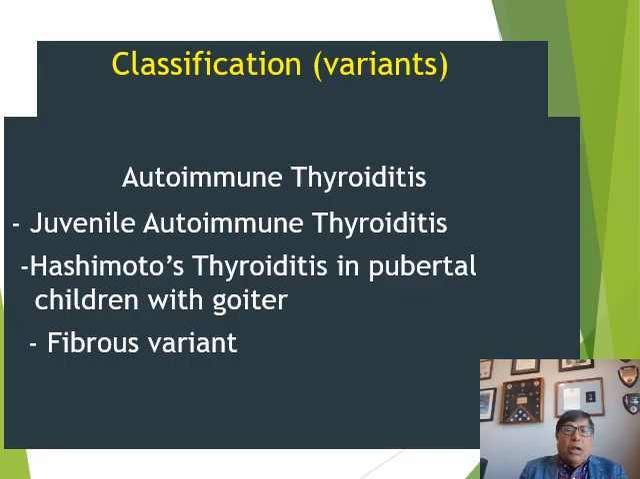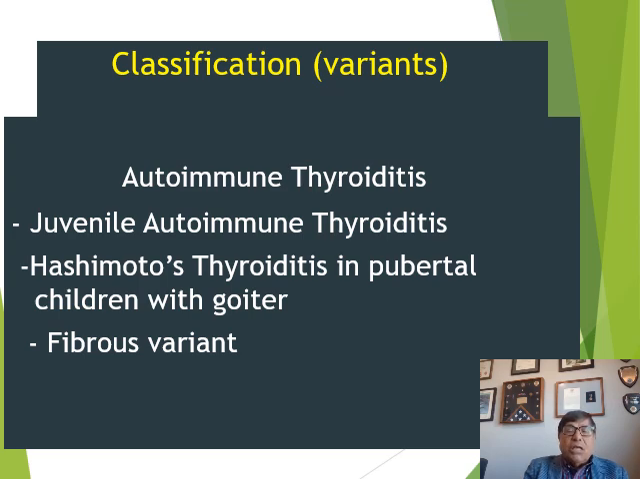All right, now let's try to classify autoimmune thyroiditis. One is juvenile autoimmune thyroiditis, which usually occurs in children less than 10 years of age, and these children present with growth failure, severe signs and symptoms of hypothyroidism, and also sometimes, because of the high TSH, they might present with pseudo precocious puberty.